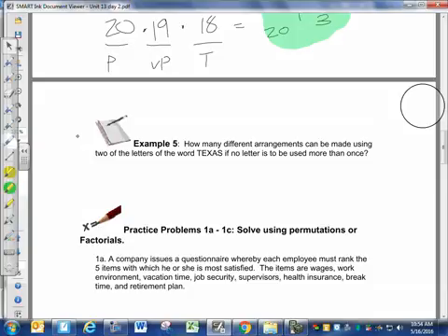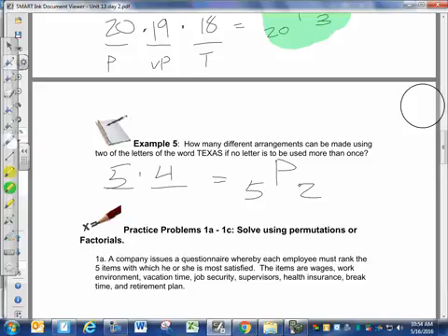How many different arrangements can be made using 2 letters of the word Texas if no letter is to be used more than once? Okay, well, that means I have 2 letters that I'm selecting. Texas has 1, 2, 3, 4, 5 different letters. That means I have 5 possible letters I can choose from for the first one. I'd have 4 different letters that I would choose for the second one. That is the same as saying, hey, out of the 5 total people or letters, let's select 2 with the order mattering, meaning E then X is different than X then E.